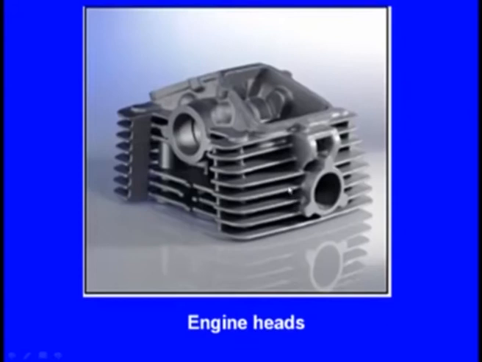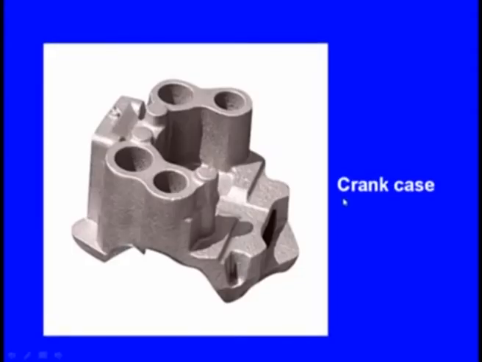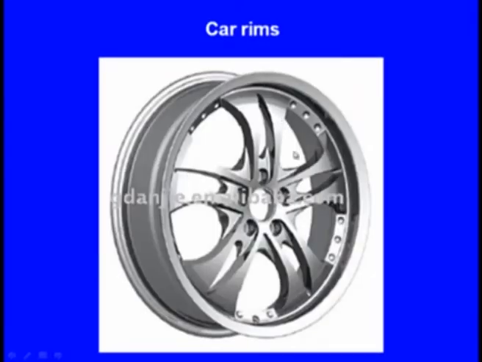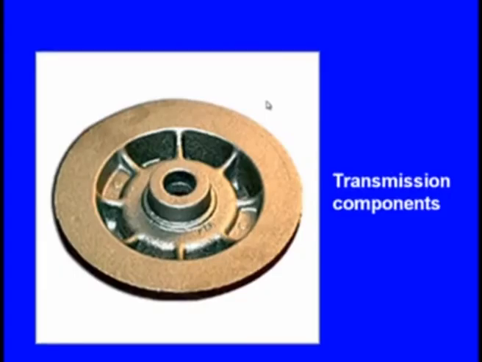This is again an engine head, manufactured by metal casting. Now, this is the crankcase. This is also manufactured by metal casting. This is the cylinder head, manufactured by metal casting. This is the car rim, manufactured by metal casting. These are the transmission components, and these are also manufactured by metal casting.